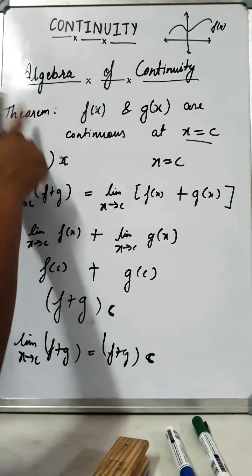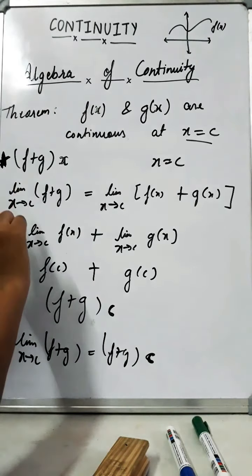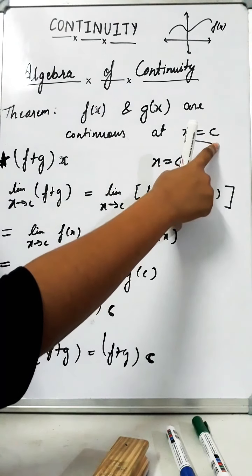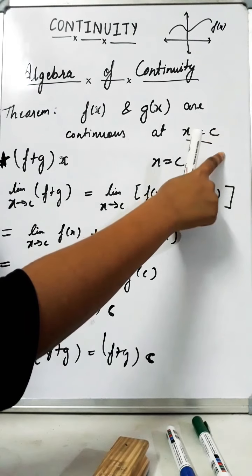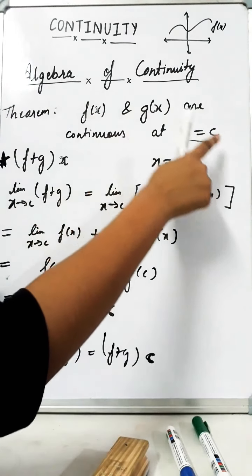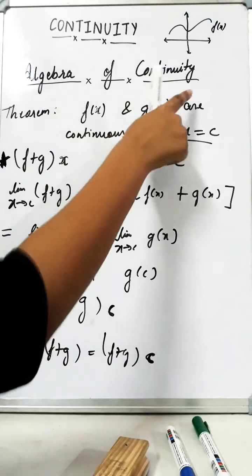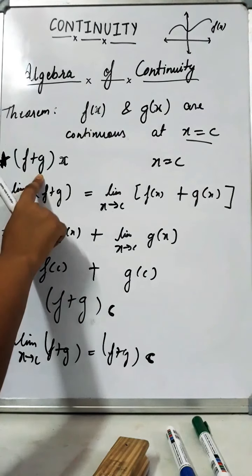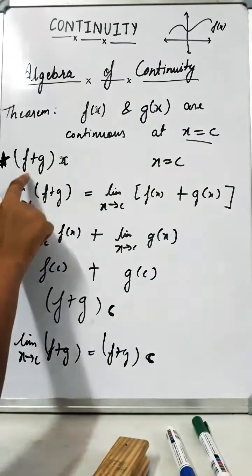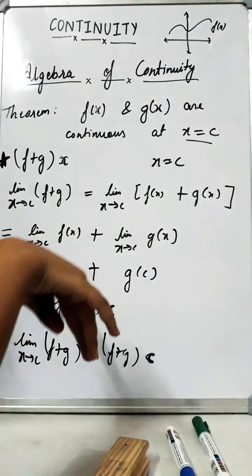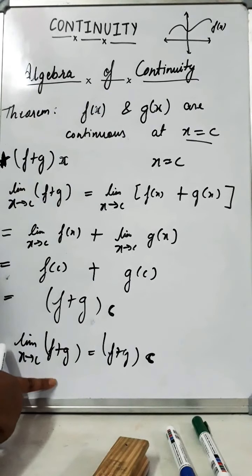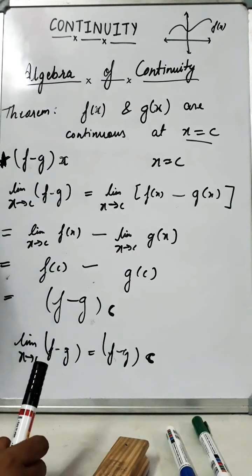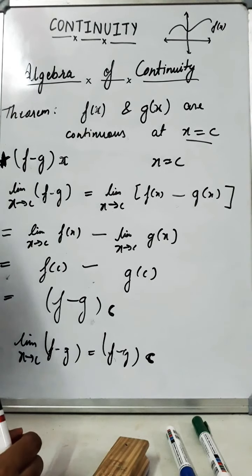What does your theorem state? It states that there are 2 continuous functions defined at c, which is a real number. Both of them are defined at c, and f of x and g of x are continuous at x is equal to c. Then f plus g is continuous at c, f minus g is continuous at c, and all those four. One I tried to prove, you will use the similar pattern to prove the other three also. So this is all about continuity.